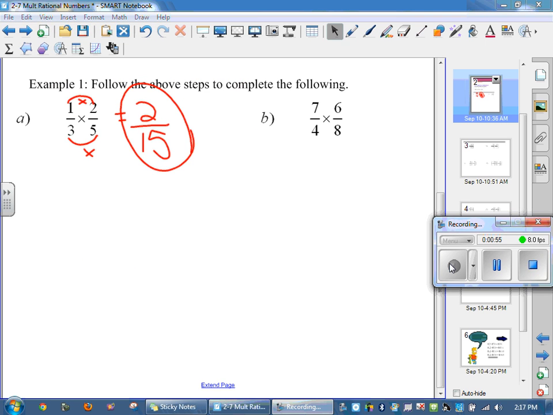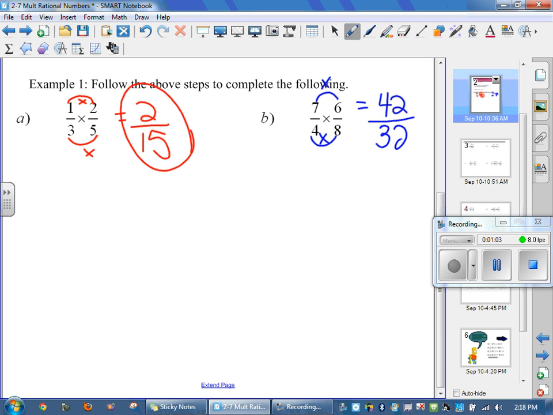Okay, when we multiply B, we multiply our top numbers, we're going to get 42. We multiply our bottom numbers, we're going to get 32. Good. Our answer is an improper fraction. Am I done now? No, we must reduce that. So they can both divide by 2. Good. So I'm going to divide them both by 2. And I'm going to get 21 over 16.